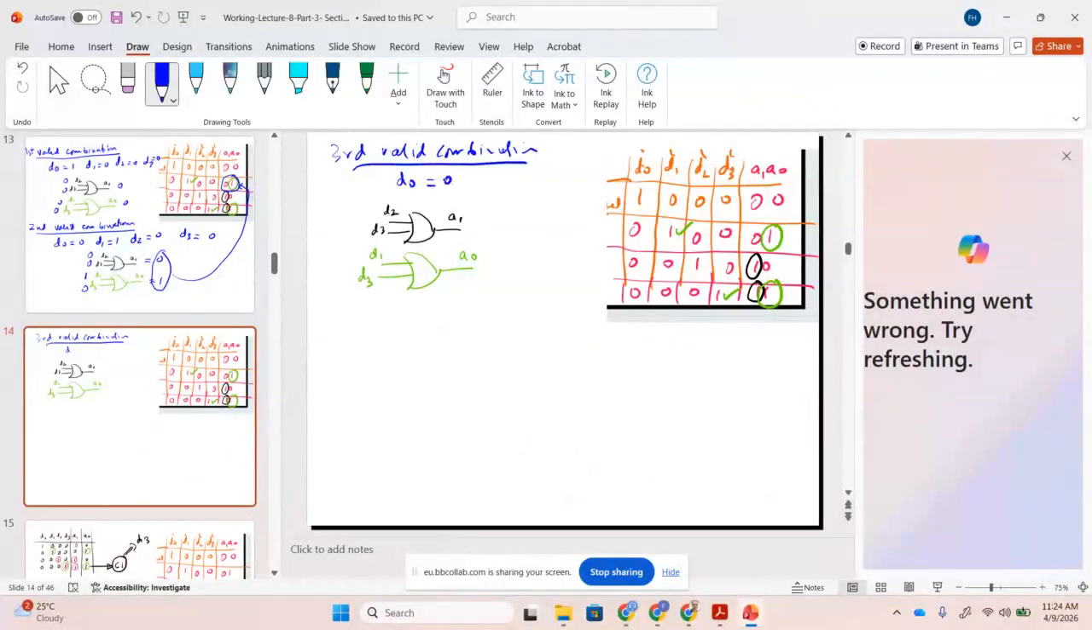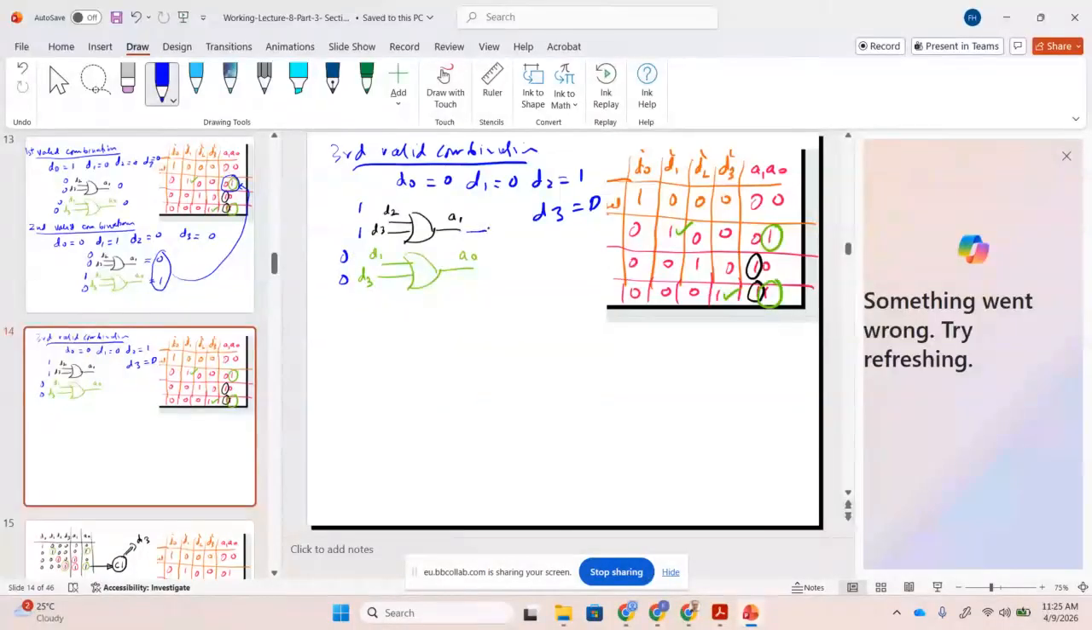D0 is what? 0. D1 is 0. D2 is 1 and D3 is 1. Okay, and D0 is 0 and D1 is 0. No, no, no. What is the third valid combination? Sorry. D2 is 1 and D3 is 0. So D1 is 0 and D3 is 0.